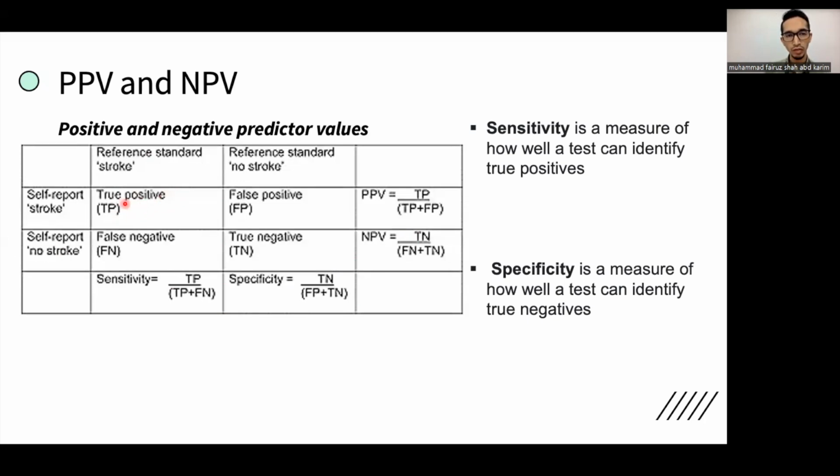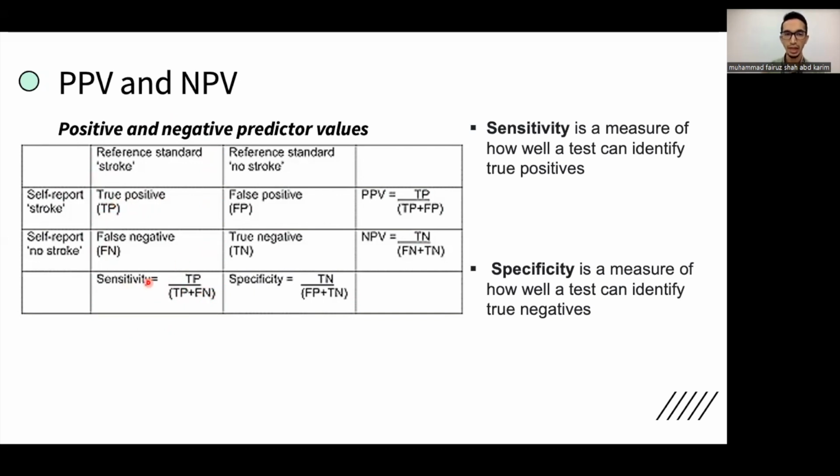True positive means you test positive and you do have the disease, divided by the total population of those who are tested positive. The ones who tested positive are the sum of the two columns here, the true positive and the false negative. So this is how you do it for sensitivity.